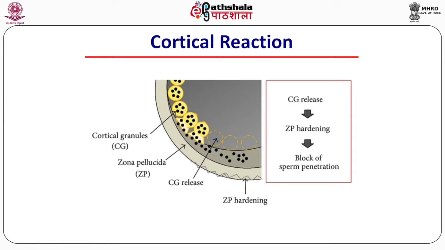The cortical reaction is very important for prevention of polyspermy, because we all know that if too many sperm enter the oocyte, the resulting zygote will have more than the diploid set of chromosomes, and that will be detrimental for the embryo. The cortical reaction takes place in the cortical granules, which are produced by the Golgi apparatus. They contain the proteases which are released after fertilization.